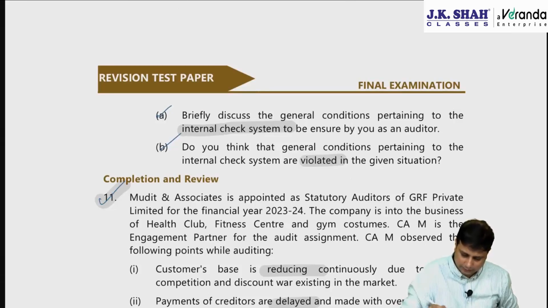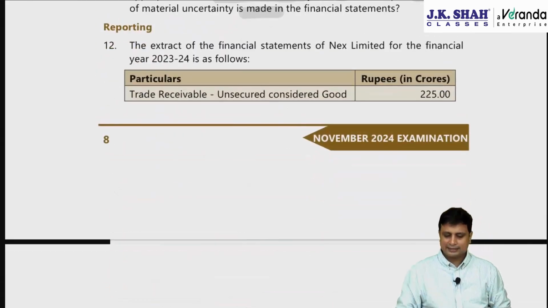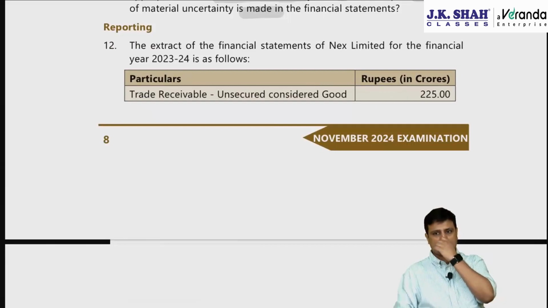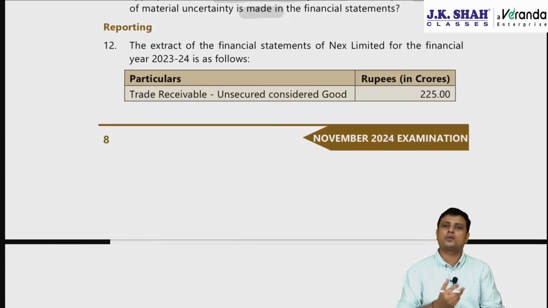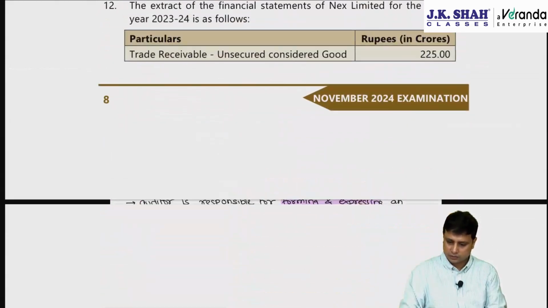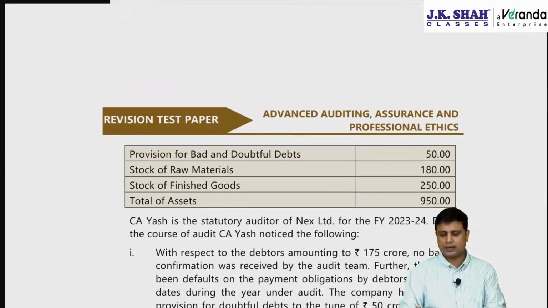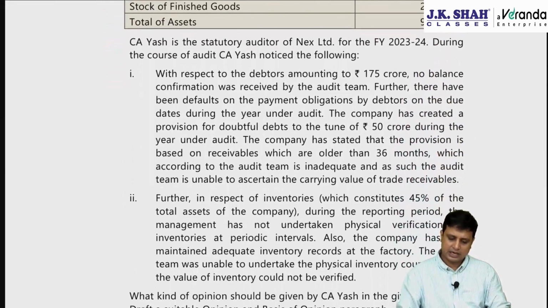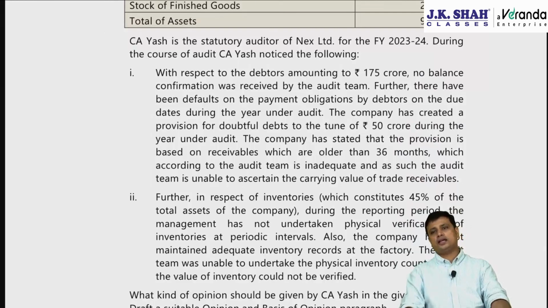Next, question number 12. The extract of the financial statement of Next Limited for the year 23-24 is as follows. Trade receivable unsecured 225 crores. Next, provision for bad debts is 50. Stock of raw materials is 180. Stock of finished goods is 250 and total assets is 950. C.A. Yash is the statutory auditor of Next Limited for the year 23-24.